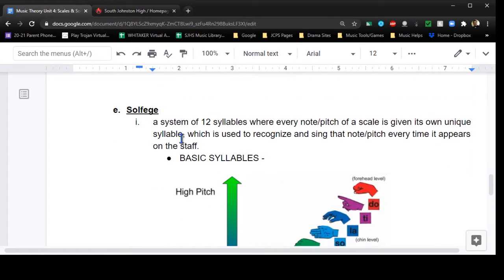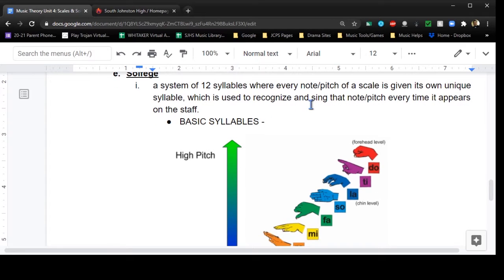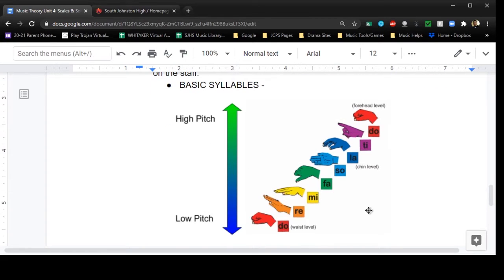So, solfege is a system of 12 syllables in total. It covers all the pitches. For right now, we're only going to cover 7 syllables, the 7 main notes, where every pitch or note of the scale is given its own unique syllable, which is used to recognize and sing that note every time it appears on the staff. So it starts again from low pitch to high pitch. We call this low do or high do, and we can start it on any pitch we want to, and we'll always come back to do at some point or another.